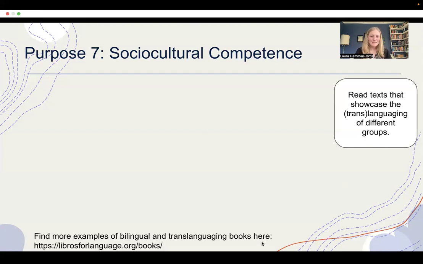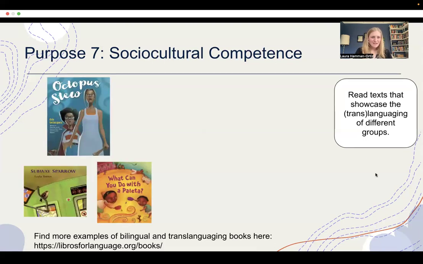And there's a great website that my colleague, Dr. Meg Burns, created called librosforlanguage.org, where you can find examples of bilingual books and translanguaging books. I'm going to share just a few mentor texts on this page that I really like. Octopus Stew is a fantastic mentor text showcasing a Puerto Rican boy who's growing up in New York and tells a fanciful story about an octopus that comes to life when they're trying to make octopus stew.